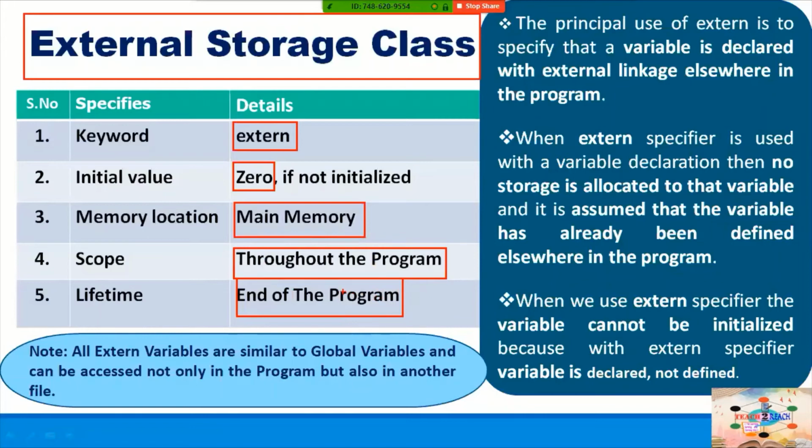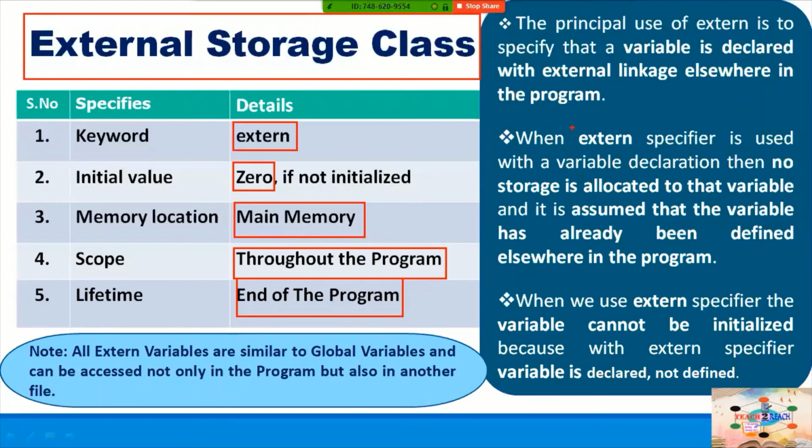That is nothing but the external storage class. The main principal use of extern is to specify a variable declared with external linkage elsewhere in the program. When the extern specifier is used with a variable declaration, no storage is allocated. We need to keep this particular point in mind; we will discuss it with the help of an example.